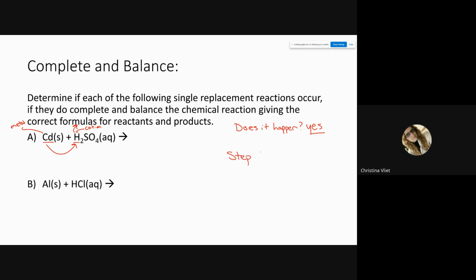Step 1. If I know my template is, once again, it's going to be A plus BC, and then A gets together with C without B, right? That's the template. Then what I have to figure out is what is the compound I've made here between A and C. So you should identify what is your A and what is your C to figure this out. What is your A? In the reaction, what is the identity of A? Cadmium, right?